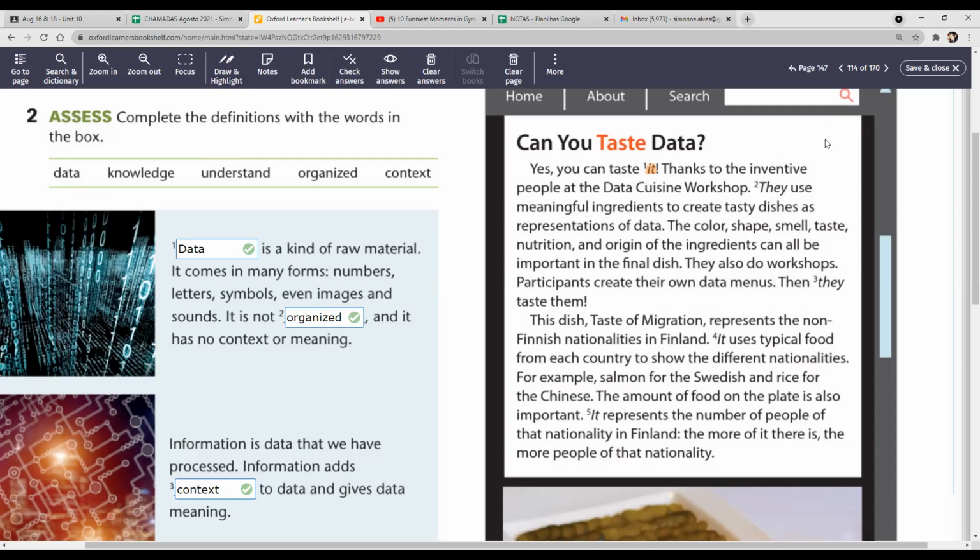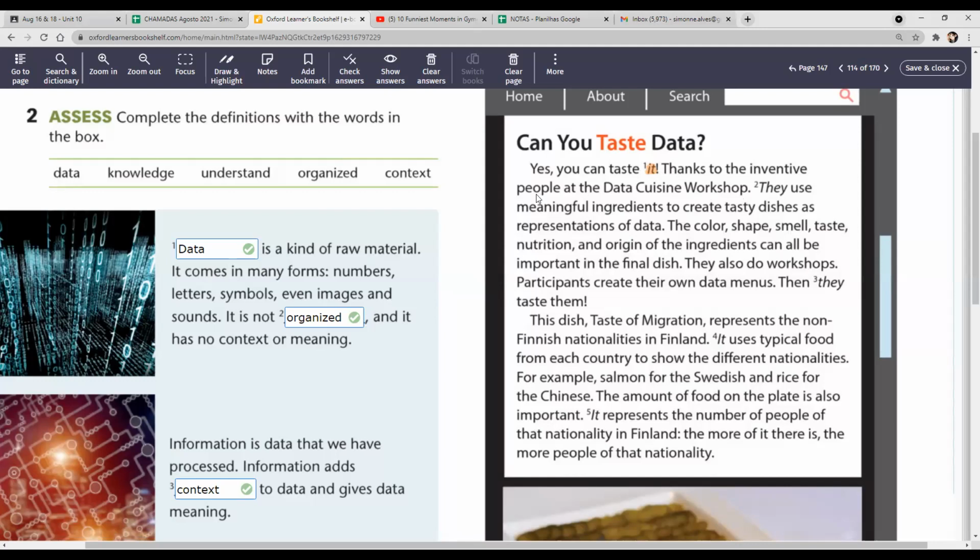Who said that? Amanda. Oh, okay, very good, Amanda. You can taste data. So here, it refers to data, okay? I don't want to repeat the word data, so I substitute the noun. I replace the noun by using a pronoun. In this case, the pronoun it, okay? You can taste it, all right?